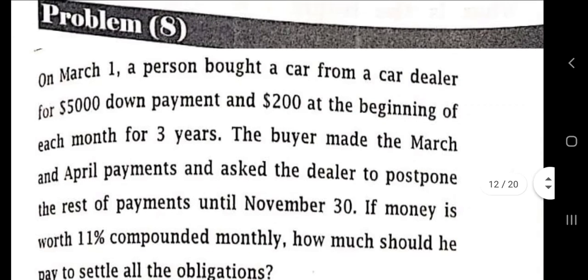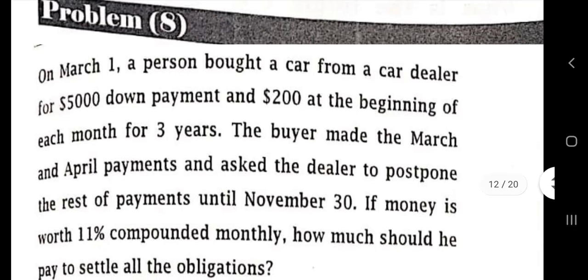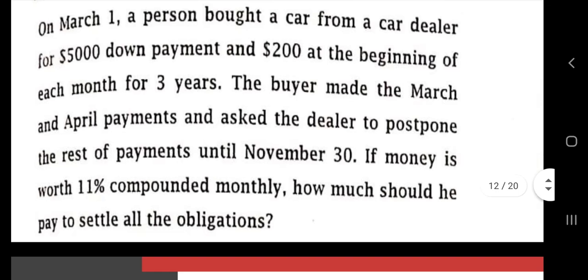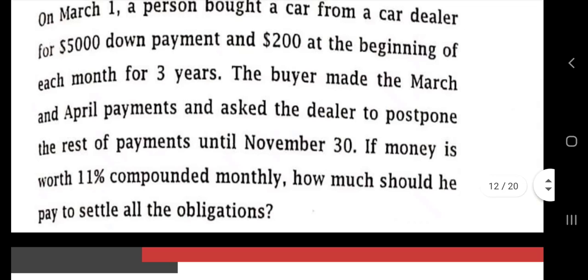Problem 8. On March 1, a person bought a car from a car dealer for $5,000 down payment and $200 at the beginning of each month for 3 years. So, in this example, the annuity is due because it is at the beginning of each month.